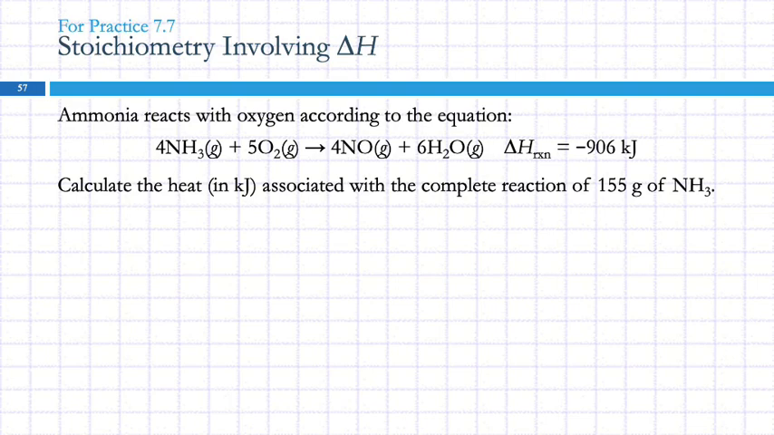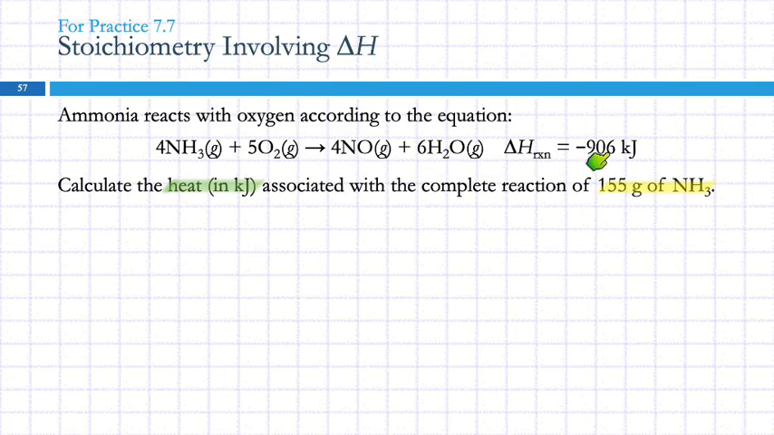Ammonia reacts with oxygen according to the equation 4NH3. Well, you can read that. Calculate the heat in kilojoules associated with the complete reaction of 155 grams of ammonia. So I've got 155 grams of ammonia, and they want the heat in kilojoules.